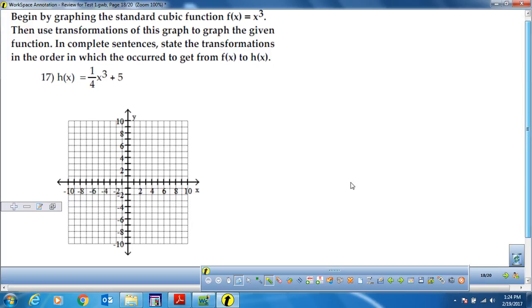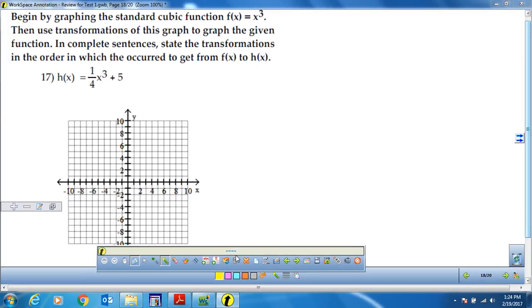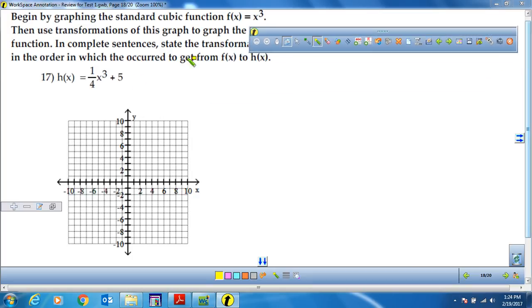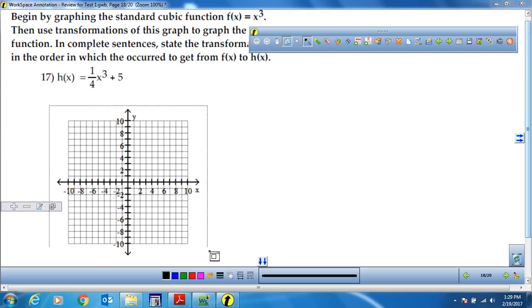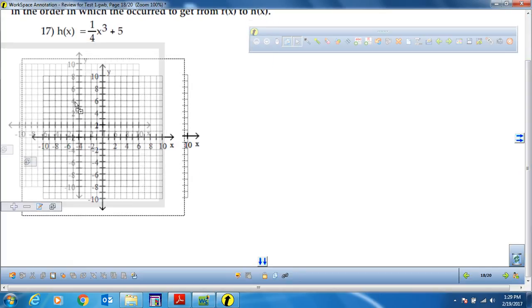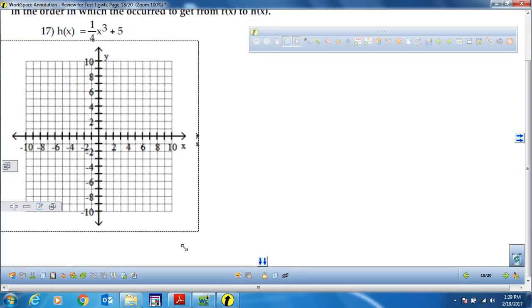Next question. We are going to do the same thing on this problem. We are going to use the graph of f of x equals x cubed to create the graph of h of x equals 1/4 x cubed plus 5. So the first thing is that we're going to start with the graph of f of x as usual. So for you to be able to see this graph a little bit better, because we got a fraction, I'm going to make this graph a little bit larger, so you can actually see it better once we graph it.